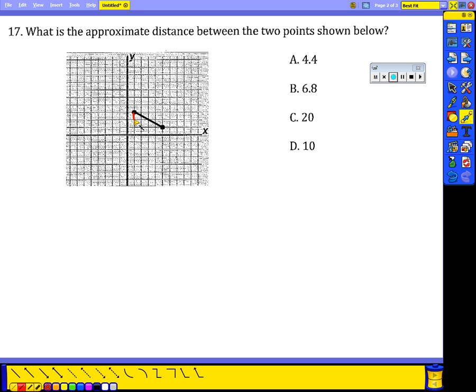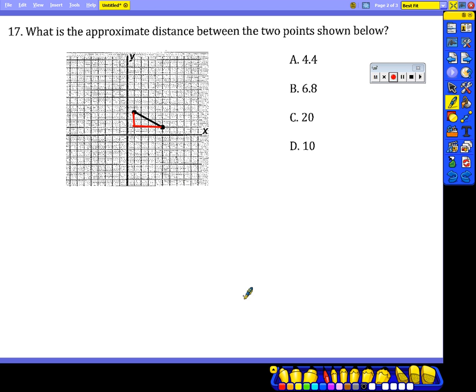What we're going to do is draw a line straight down and a line straight over. And what this is going to form is a right triangle. Okay? And so because I have a right triangle, I can use the Pythagorean theorem. This is side A, here's side B, and there's side C. And so I'm going to use A squared plus B squared equals C squared.